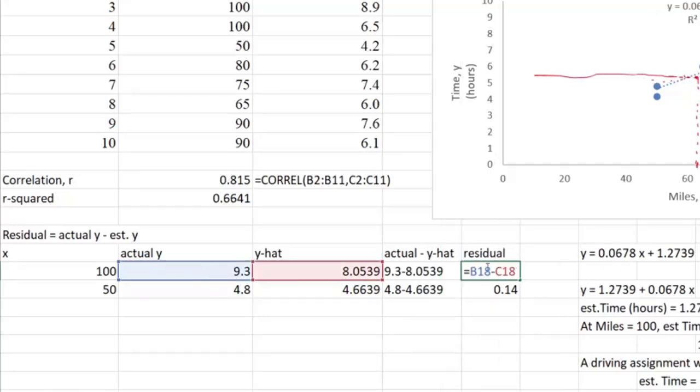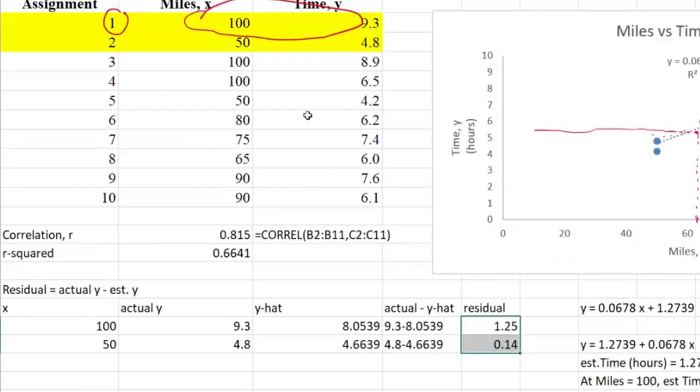And why do we even worry about this? Because these are the numbers that are important to later verify that the model is appropriate. We do a lot of analysis with the residuals to make sure the regression model is correct, later when we verify that it's a good model. We could do this for any driving assignment.